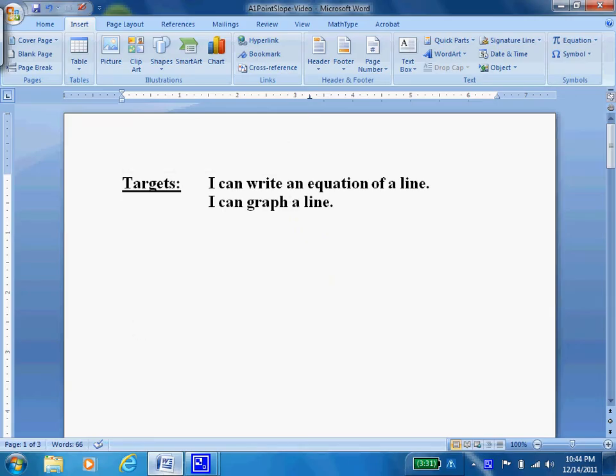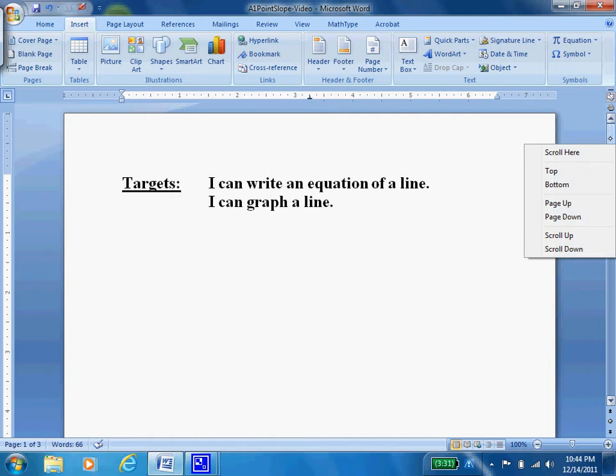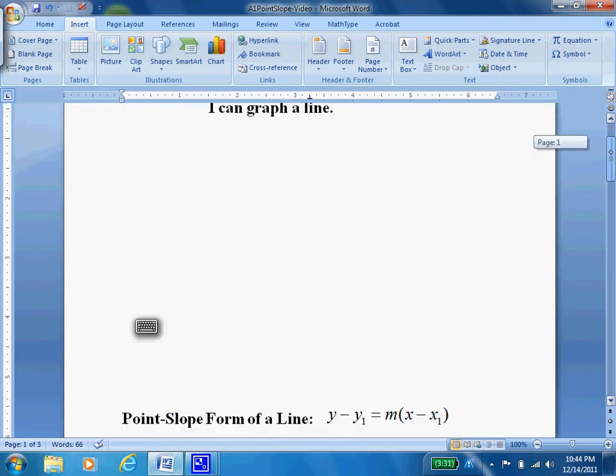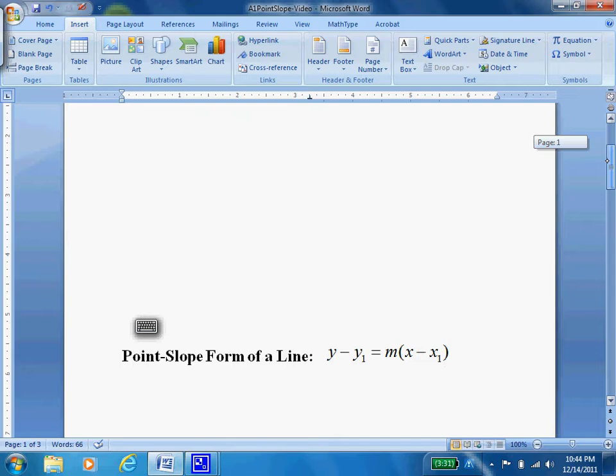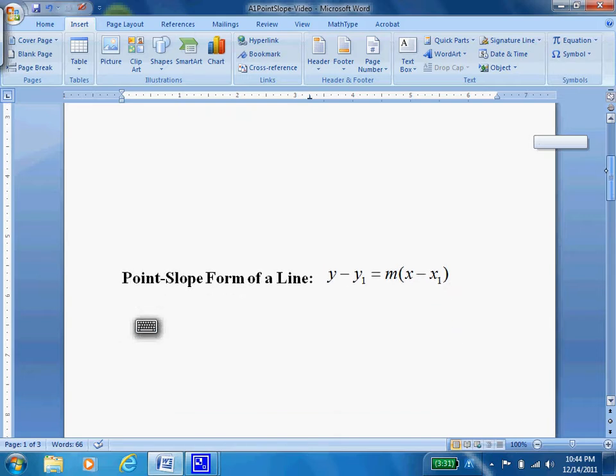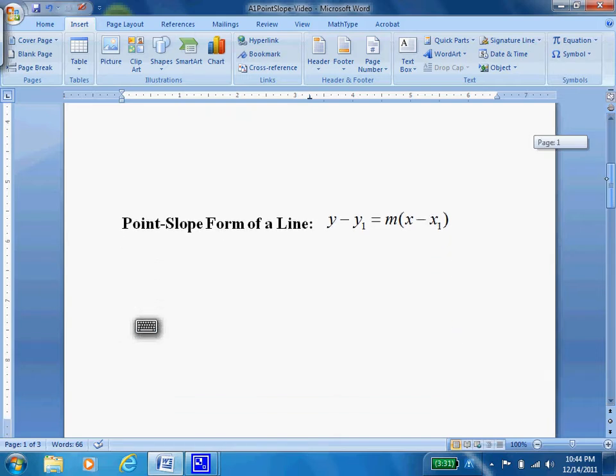Hello everybody, we are talking about lines today. So our targets are I can write an equation of the line and I can graph a line. And today the form of the line we're going to talk about is the point slope form of a line. Now there's a bunch of different ways that we can write lines that all represent the same line.